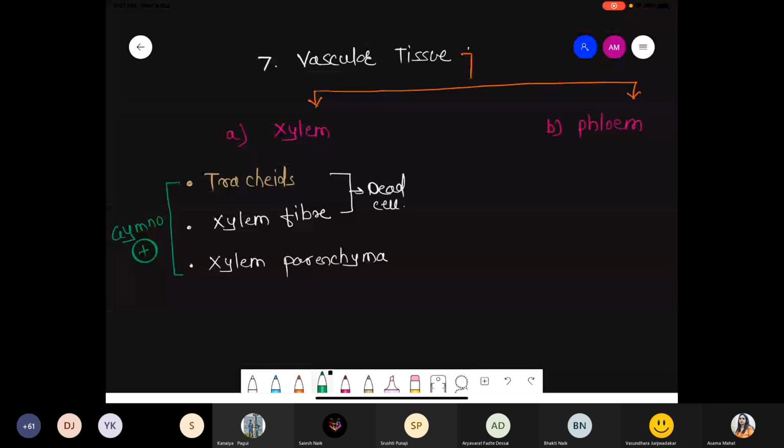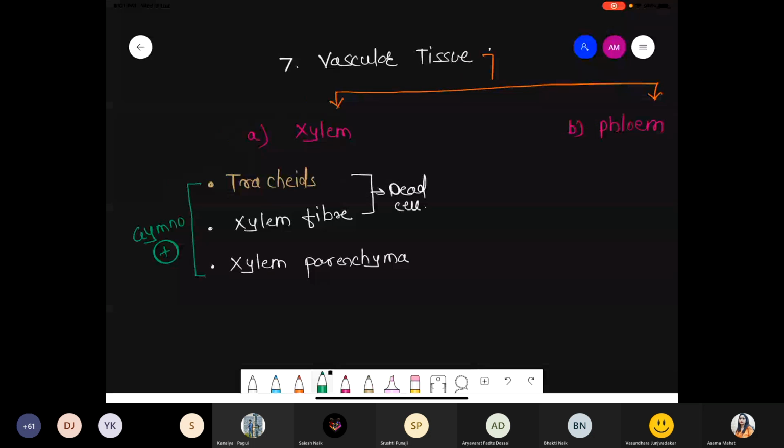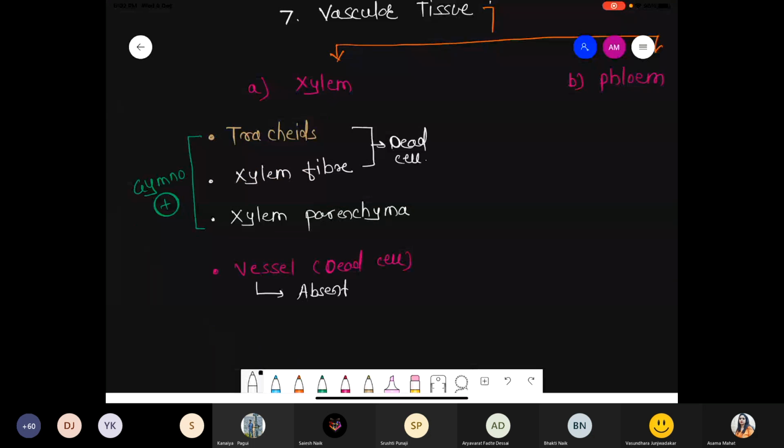But we are talking about the next cell, that is the vessel. Vessels, which are dead cells, are mostly totally absent in gymnosperms. Not all, we will take one exception case. I'm repeating this point again because if you are from CBSE you know very well what I'm talking about: xylem fiber, tracheids and the vessel, because it's a part of your syllabus. From the lower classes you already study this part, but again I'm repeating it.